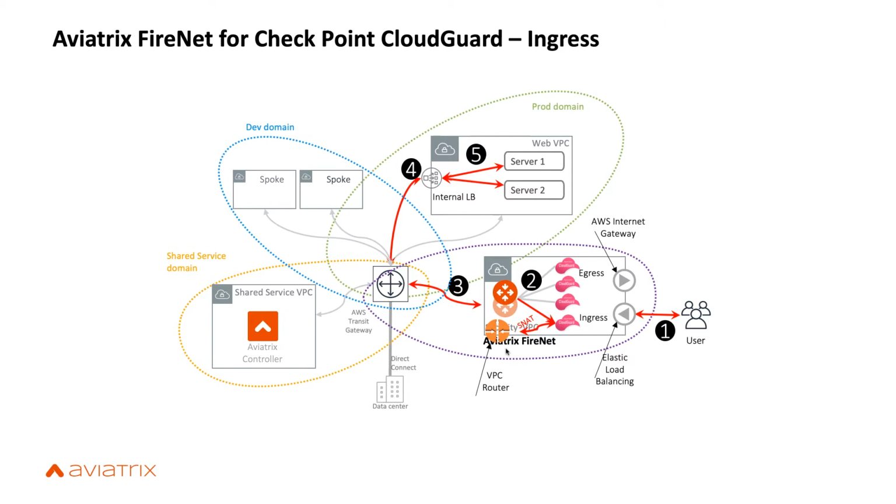This is a very scalable architecture where, if there is an increase in traffic, our customers can simply provision additional CloudGuard gateways or servers behind each load balancer to cater for a traffic increase.